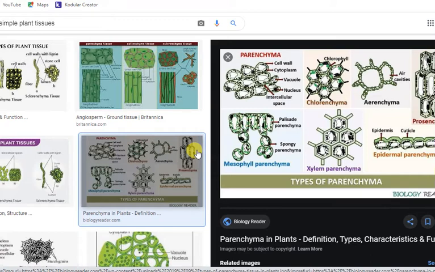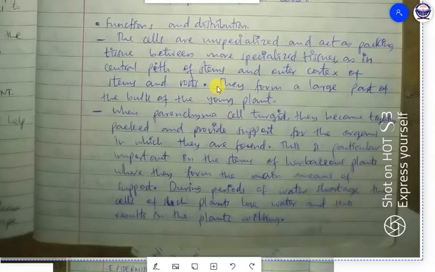Now let's go back to our notes and see how things are going. So now we are discussing the parenchyma cell, and we are going to discuss the function and distribution of parenchyma cells.